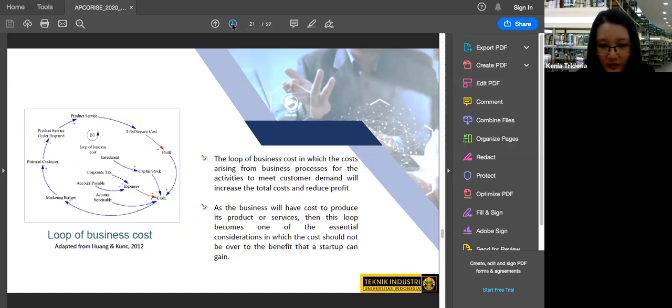So this is the loop of business costs, in which the costs arising from the business process and the activities to meet customers' demand will increase the total cost and reduce profit. As the business will have costs to produce its product or service, this loop becomes one of the essential considerations, in which the cost should not exceed the benefit that a startup can gain. Next.